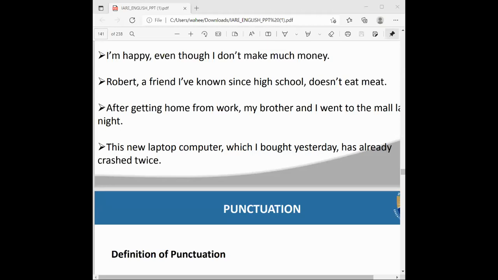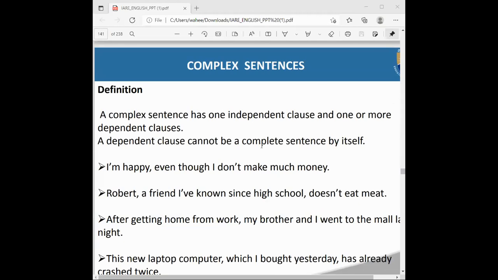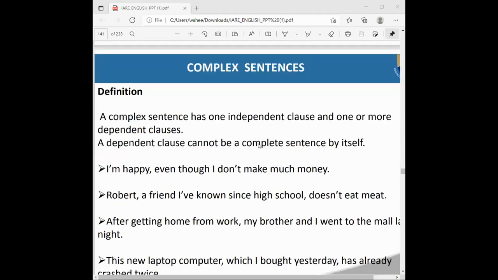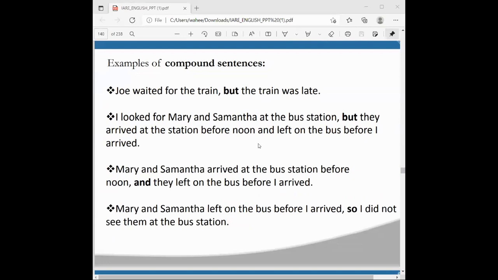And then we have a clause, which is a group of words that does have both a subject and a verb. But they do not express a complete thought. Another word for dependent is subordinate. A clause is a group of words that does have both a subject and a verb. Understand this: phrases and clauses.